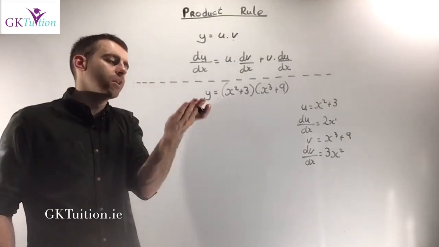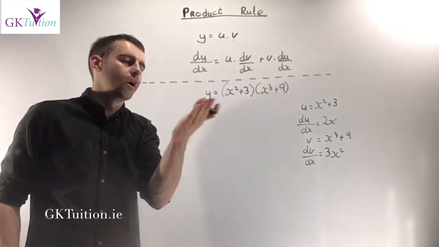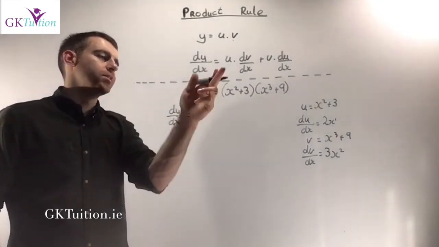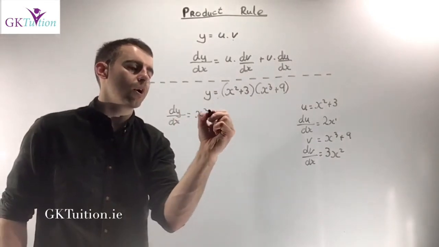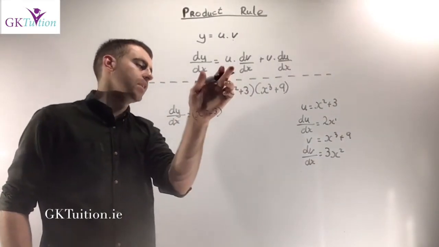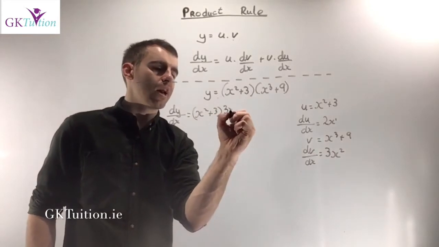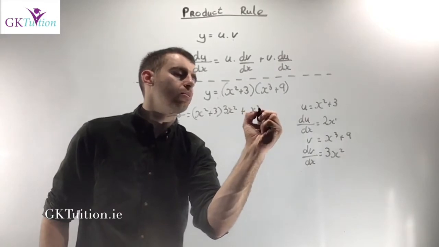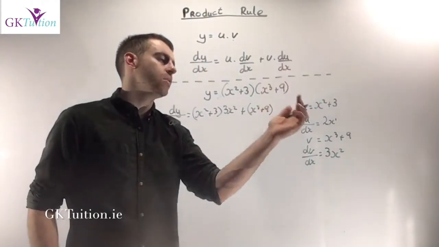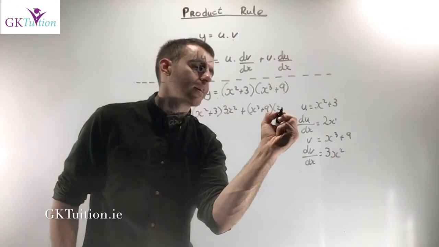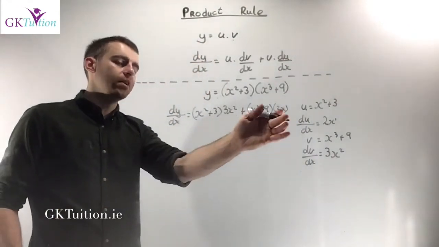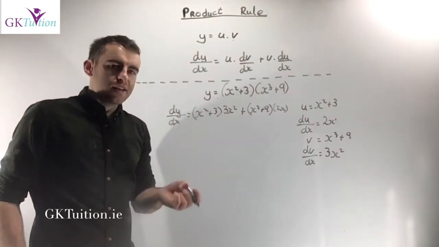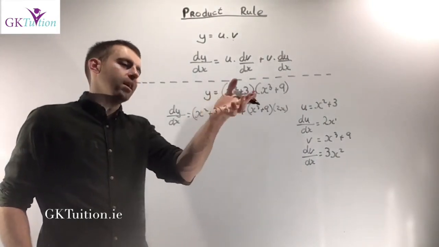So ultimately the question was, get the derivative of y if y equals this. So I can now say that the derivative dy dx is u, which in this case is x squared plus 3, times dv dx, which in this case is 3x squared, plus v, which in this case is x cubed plus 9, times du dx, which in this case is just 2x. So it's u by dv dx plus v by du dx. And that's your derivative.